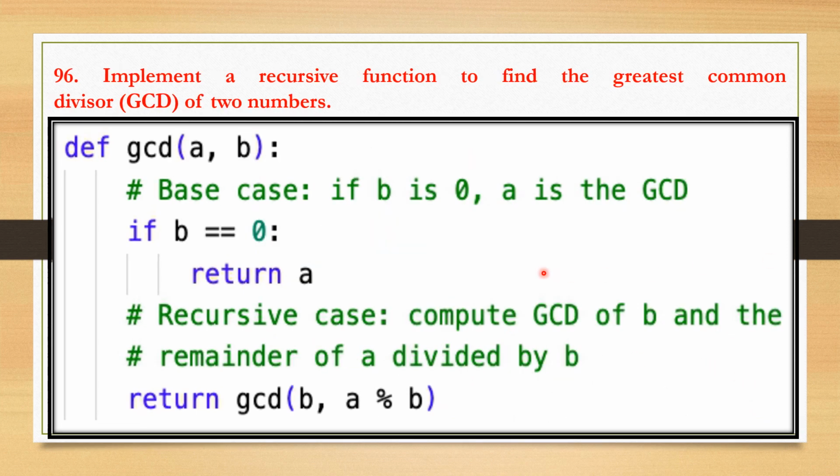The next program is to find the greatest common divisor of two numbers. So here the GCD function takes two arguments a and b, representing the two numbers for which we want to find the GCD. The base case is when b becomes 0. In this case, we have found the GCD, which is a. In the recursive case, the function calculates the GCD of b and the remainder of a divided by b using the Euclidean algorithm, and the recursive calls continue until the base case is reached.